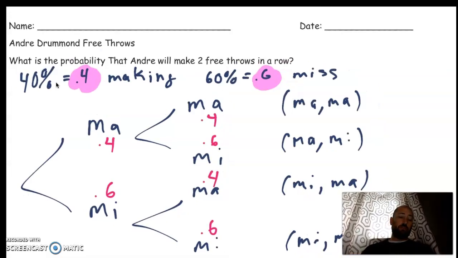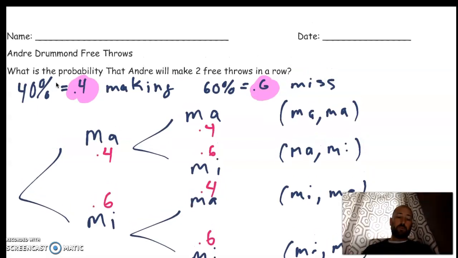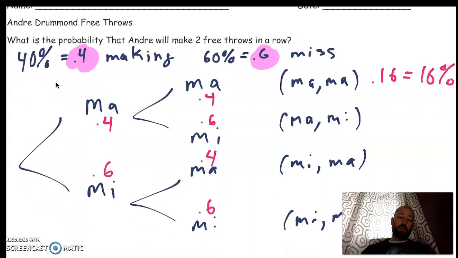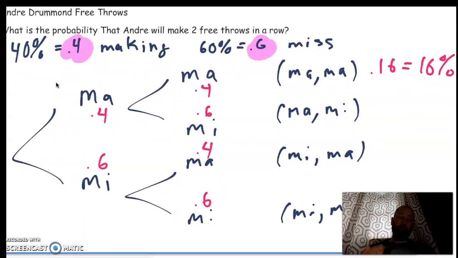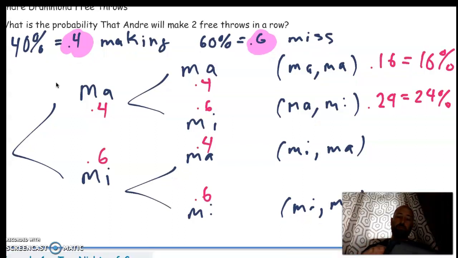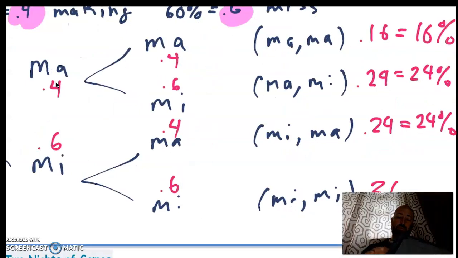All right, so make, make is 0.4 times 0.4. That is 0.16 or 16%. Okay, make then miss is 0.4 times 0.6 or 0.24, 24%. 0.6 times 0.4 is miss then make. That is the same as above. And 0.6 times 0.6, the chance he will miss both is approximately 36%.